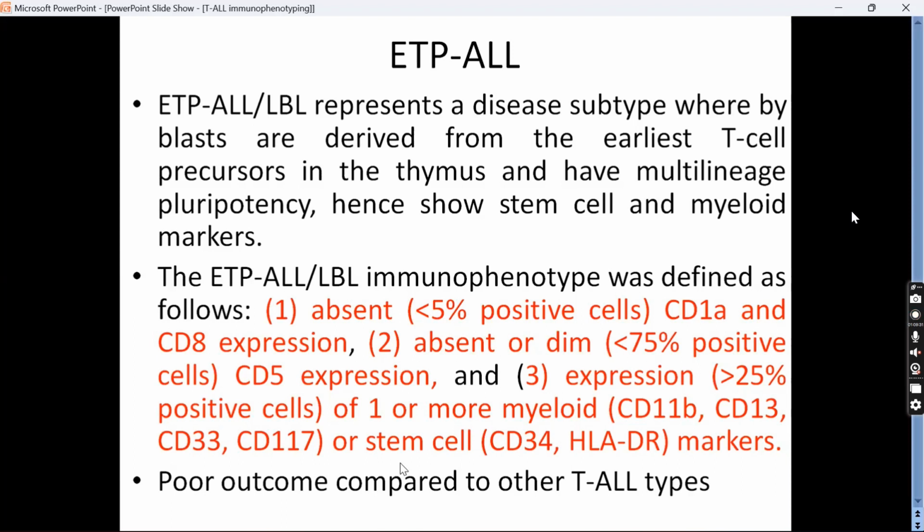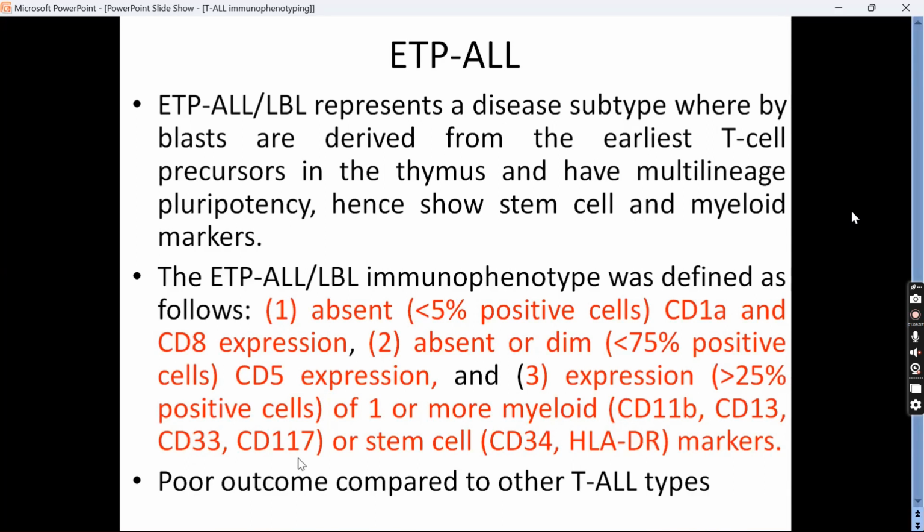So what are those criteria? I repeat, it should be negative for CD1A and CD8. It should be absent for CD5. If it is showing CD5 expression, it should be less than 75% in the blast. Third important point, it should either show a stem cell marker or a myeloid marker in the blast. Okay, then you can call that particular T-ALL as ATP-ALL.